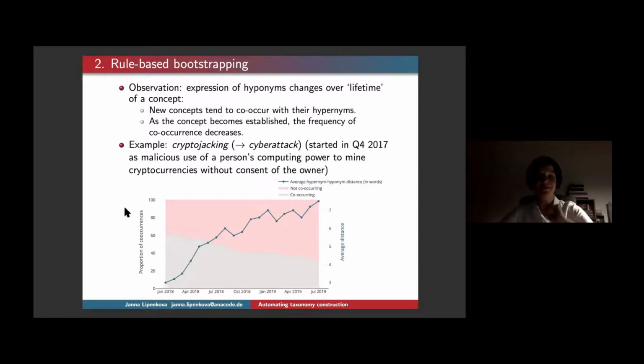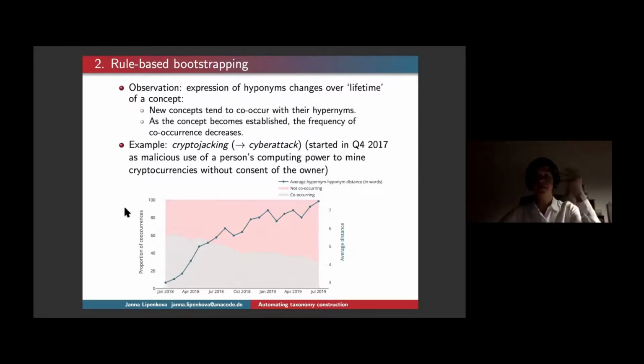So here, for instance, we have an example set from some years ago. We have an example from cybersecurity on cryptojacking. So what is cryptojacking? It is a cyber attack that started in Q4 2017 as the malicious use of a person's computing power and so on.